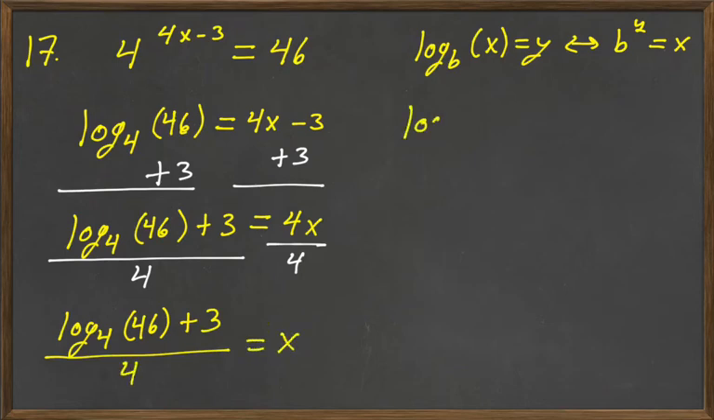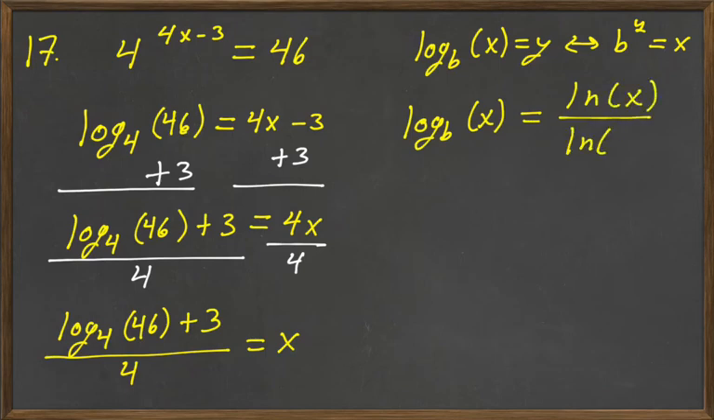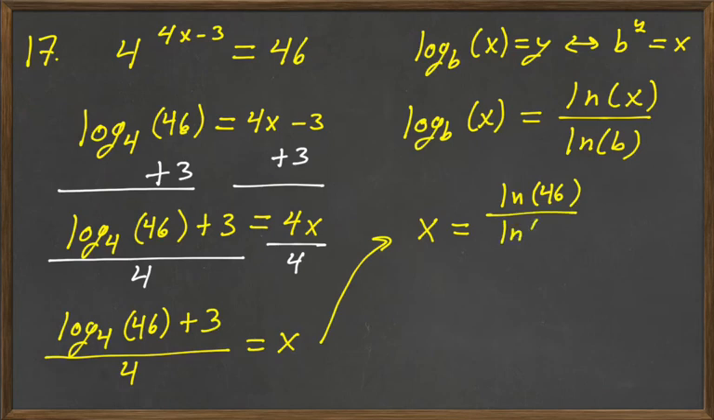Now if we employ our change of base formula, log base b of x is equal to the natural log of x over the natural log of b, we're going to have x is equal to, so we're going to convert the log base 4 of 46 as the natural log of 46 divided by the natural log of the base, which is 4, and then plus 3, and then divided by 4. So that's our exact form.